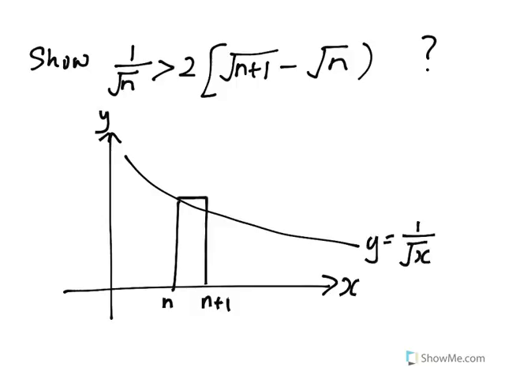Okay, so I'll purposely do this because I see an n and n plus 1 here, so I put n and n plus 1. That's how I know. Okay, what is the area? Then what is the area of this rectangle?